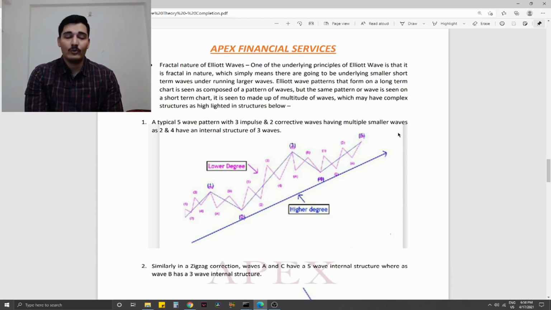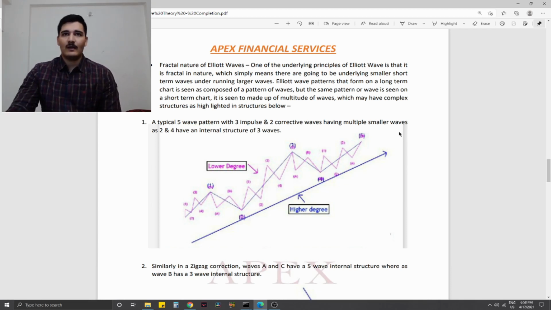Now, if I want to put it into technical terms, one of the underlying principles of Elliott waves is that it is fractal in nature, which means that there are going to be smaller short-term waves underlying larger time frame waves. An Elliott wave pattern that forms on a longer-term chart is seen as composed of a pattern of waves, but the same pattern seen on a short-term chart is made of a multitude of waves, which may or may not have complex structures as highlighted below.